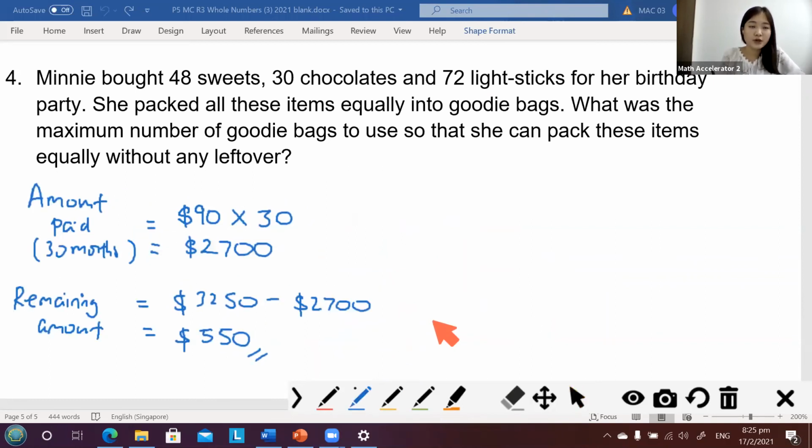So Minnie bought 48 sweets, 30 chocolates, and 72 light sticks for her birthday party. She packed all these items equally into goodie bags. What was the maximum number of goodie bags to use so that she can pack these items equally without any leftover? Are they asking you for common multiple, or common factor?